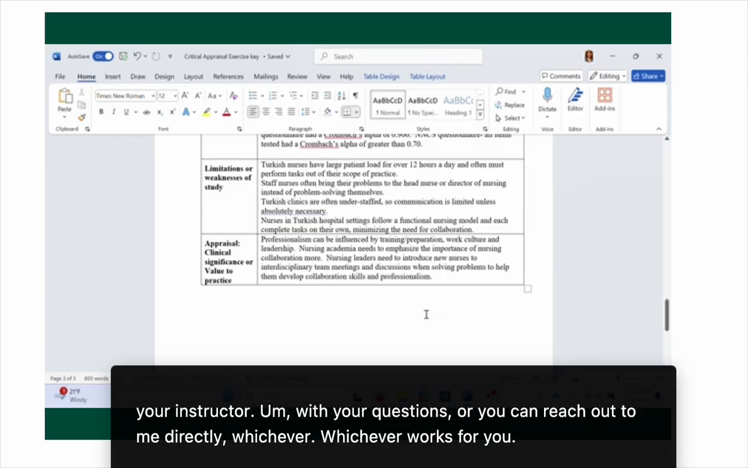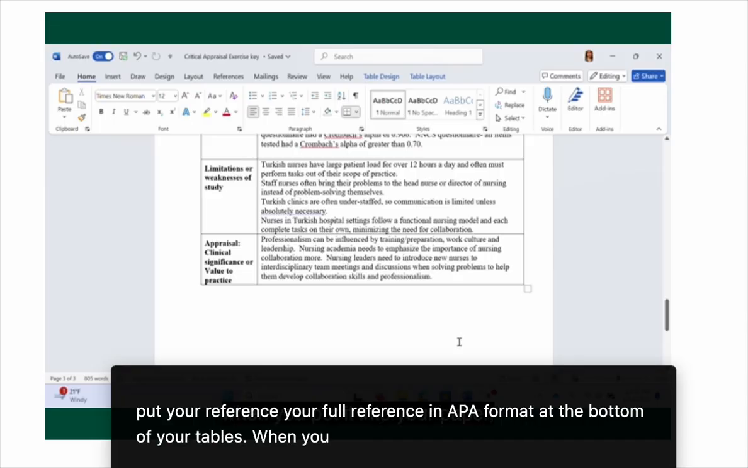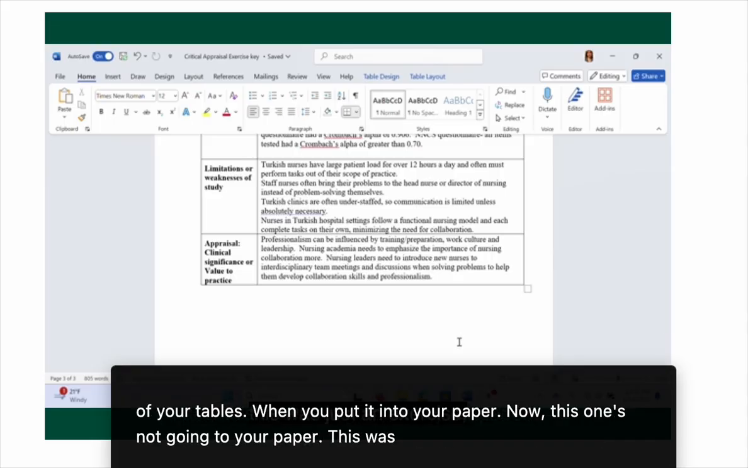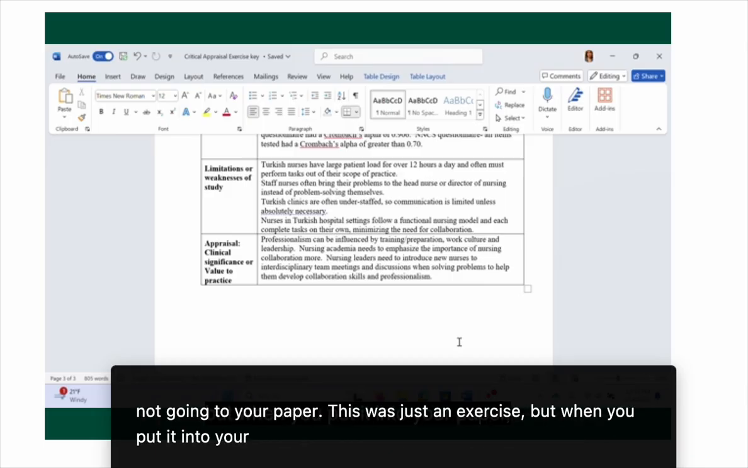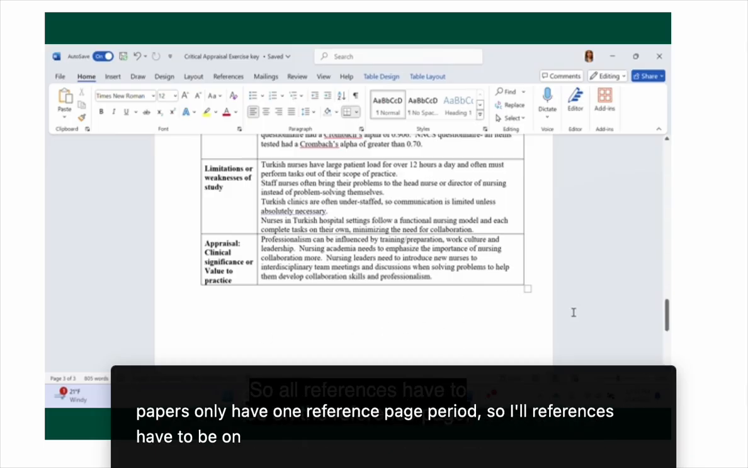Whichever works for you. If you want to put your full reference in APA format at the bottom of your tables, when you put it into your paper, now this was not going into your paper, this was just an exercise, but when you put it into your paper, you won't include the references because papers only have one reference page, period. So all references have to be on the reference page.